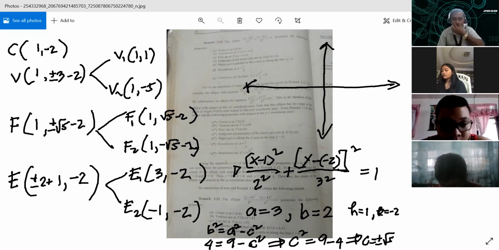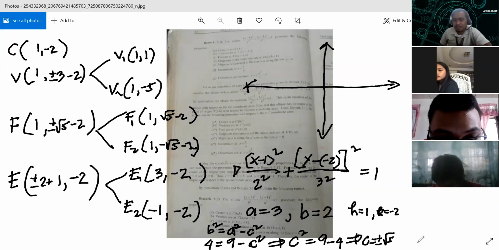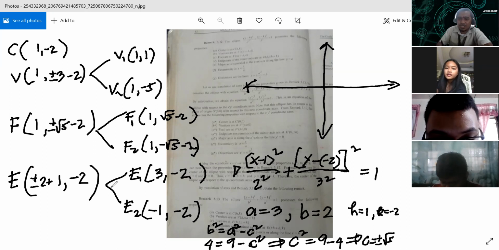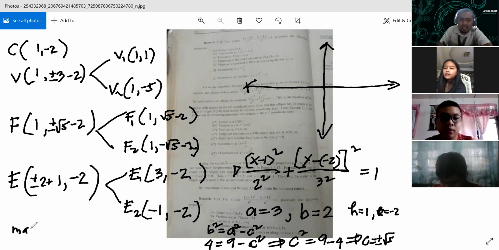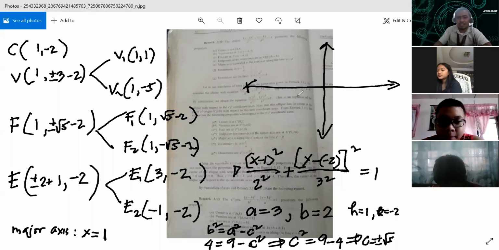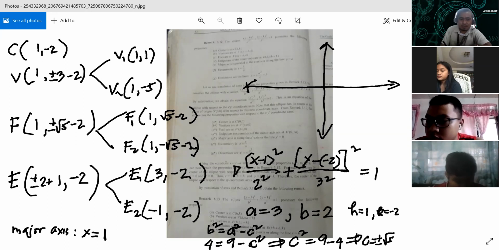And by the way, let me ask you, what is the equation of your major axis? It says here, x equals your H. So your major axis should be given by x equals your H. What is your H? 1, sir. 1? Okay? Understood? So, your minor axis.